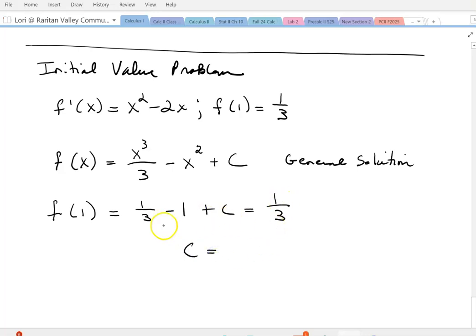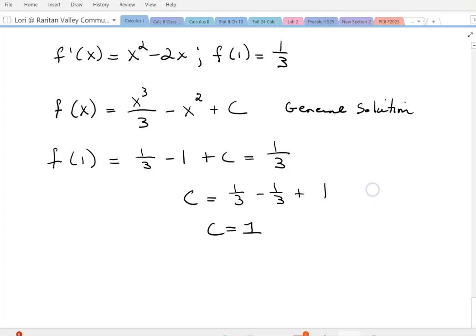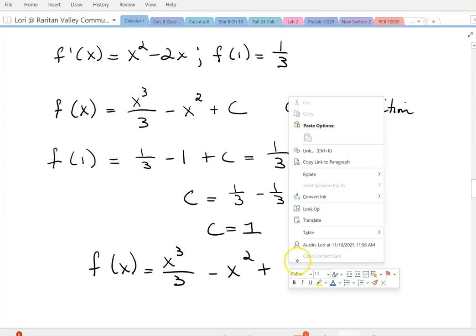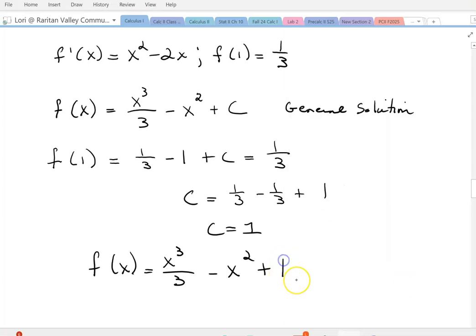So c is 1/3 minus 1/3. So it ends up being what? Minus 1/3 plus 1. So c equals 1. Therefore, the solution to our initial value problem is f of x equals x cubed over 3 minus x squared. And now we have the specific function where c equals 1.